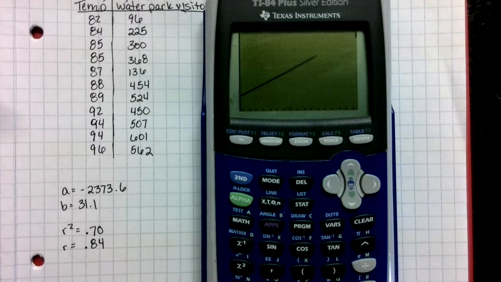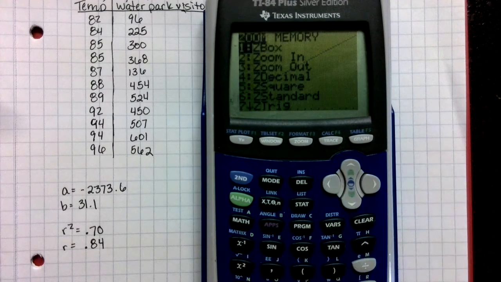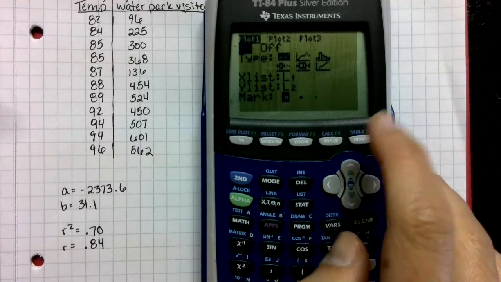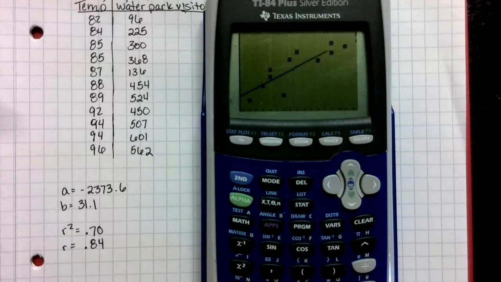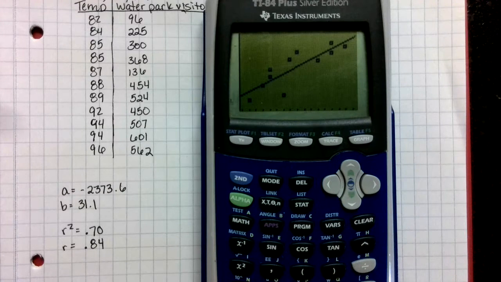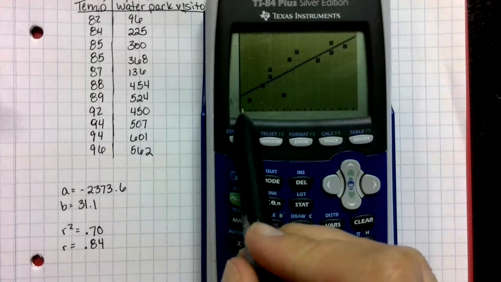Now, if you hit graph, oh, I lost my scatter plot. My plot got turned off. There we go. So I've got my scatter plot. I've got my model that represents this. So this is the model that is telling me when I know the temperature, I can make a prediction about how many people will be at the water park that day. So the points represent actual values of what was the temperature, how many people were at the park. But the line represents the predicted number of visitors.